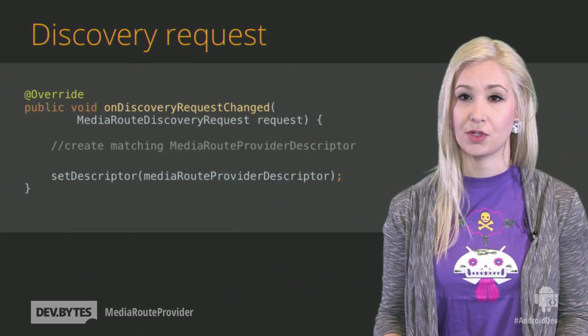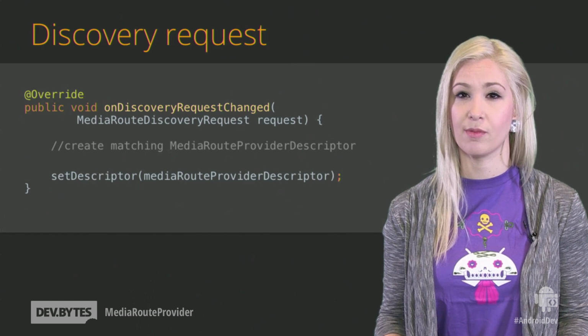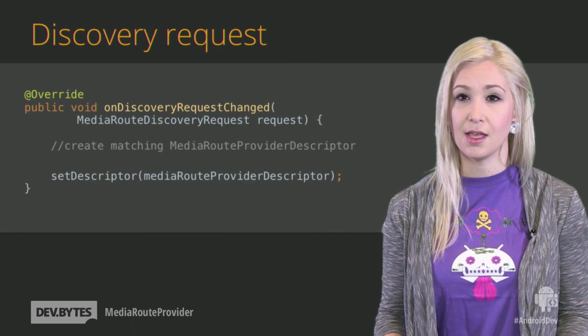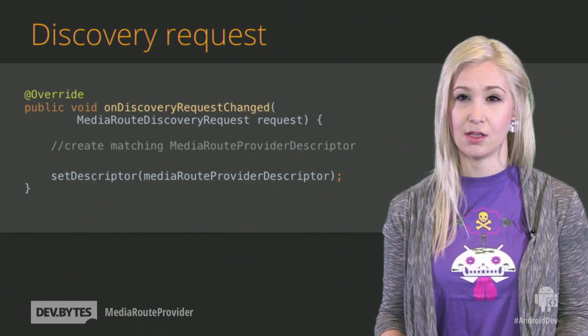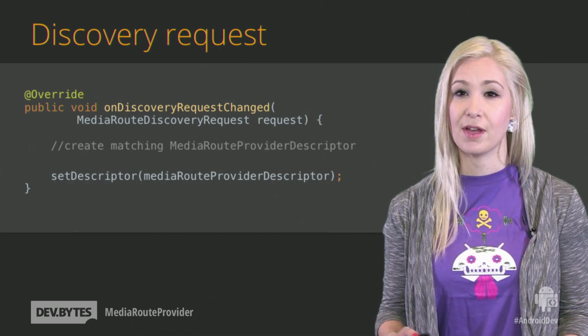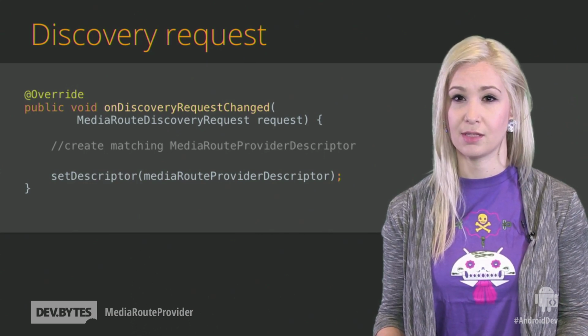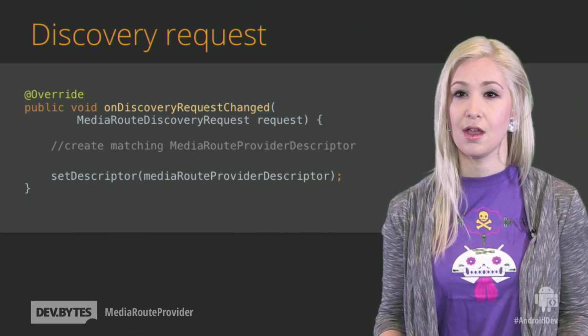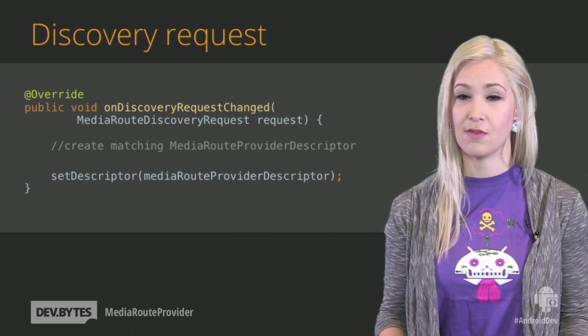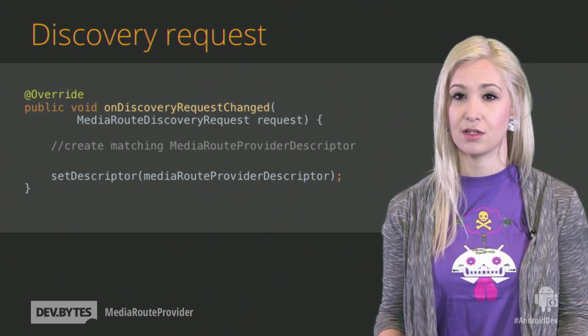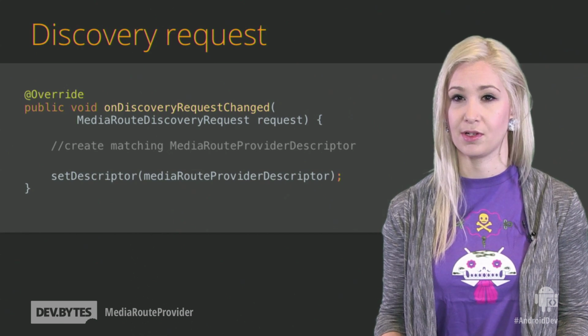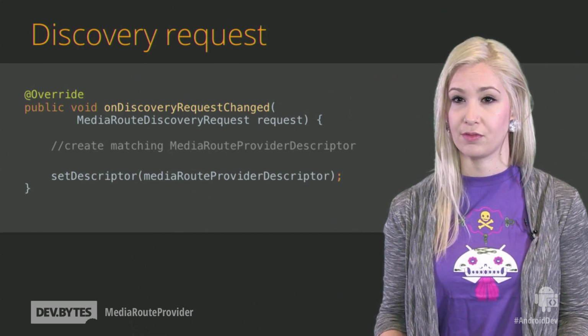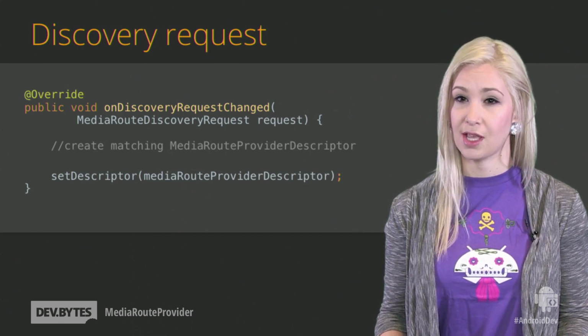Finally, the provider should watch for changes to the discovery request by implementing onDiscoveryRequestChanged. In this method, we kick off an update of the media routes the provider describes by finding the routes that satisfy the new criteria specified by the current request. To publish them, we create a new MediaRouteProvider descriptor with information about each route and call setDescriptor again. This notifies the currently registered callback, and this process usually happens asynchronously.